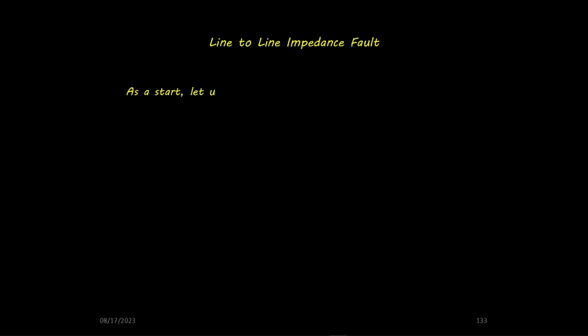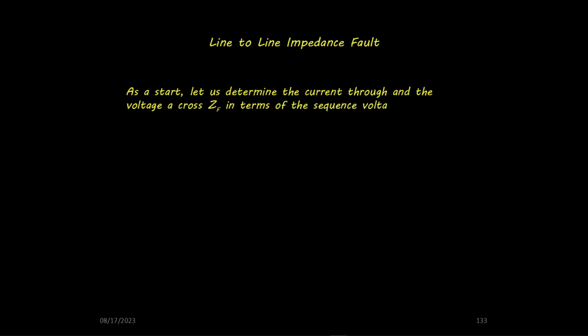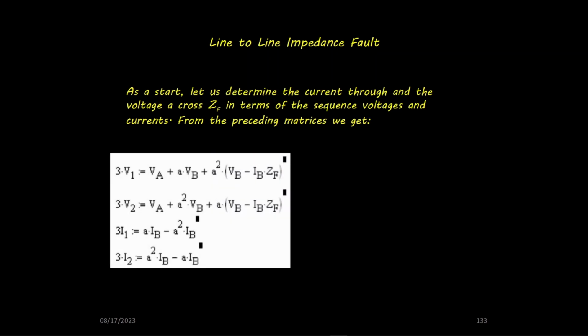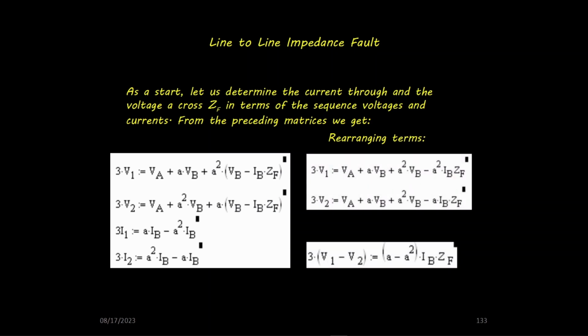As a start, let us determine the current through and the voltage across ZF, in terms of the sequence voltages and currents. From the preceding matrices we get the equations shown. Rearranging terms and subtracting the voltage equations, we get 3 times the quantity V1 minus V2 is equal to the quantity A minus A squared times IB times ZF.